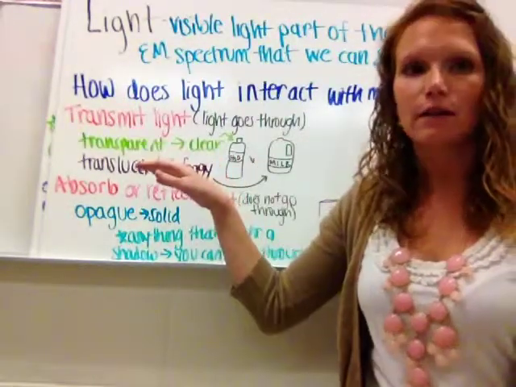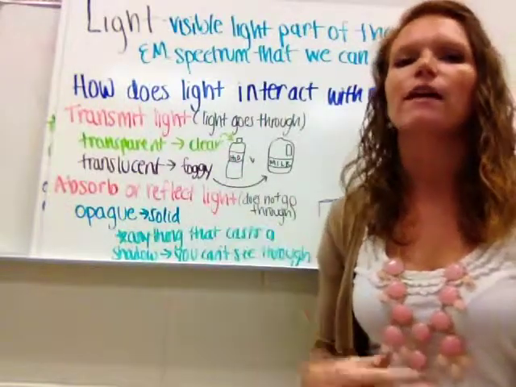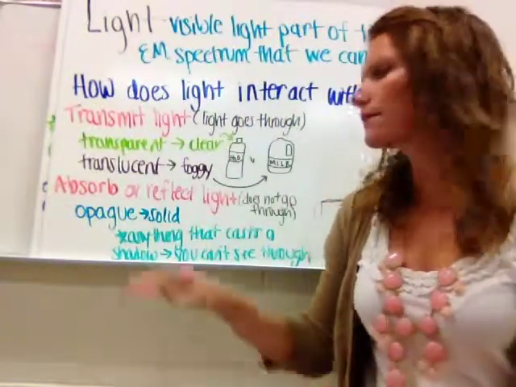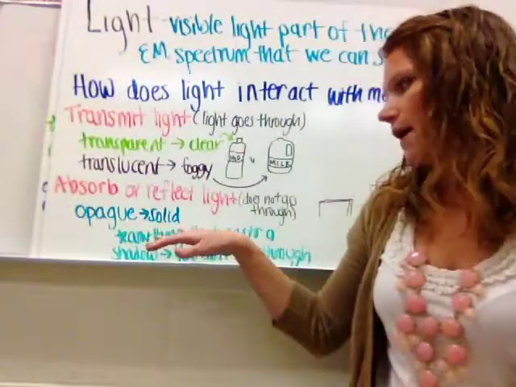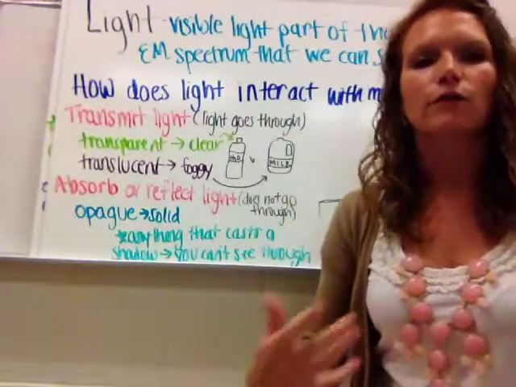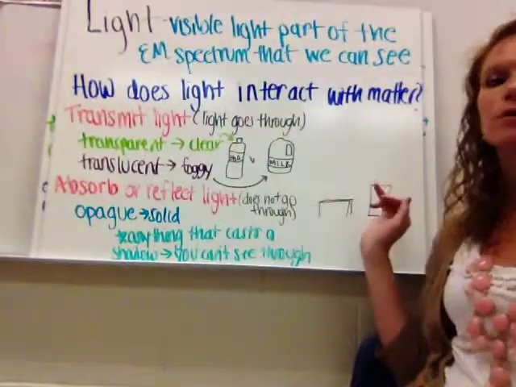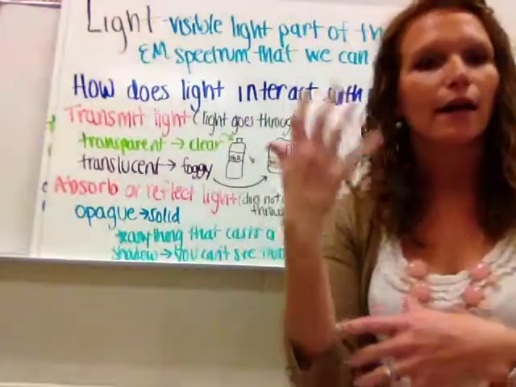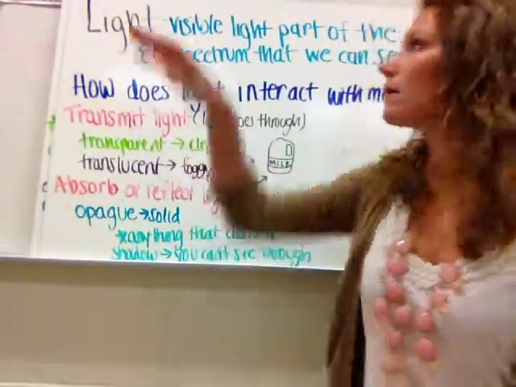If it doesn't transmit the light, if the light doesn't go through the object, then it can be absorbed or reflected. If an object absorbs or reflects light, it's considered opaque. Anything that's solid that you can't see through is an opaque object. So if it makes a shadow, again, if you can't see through it, it's opaque. So for example, I'm opaque, my sweater is opaque, the tables are opaque, doors are opaque, mirrors, again, anything that reflects the light is also considered opaque because you cannot see through it.